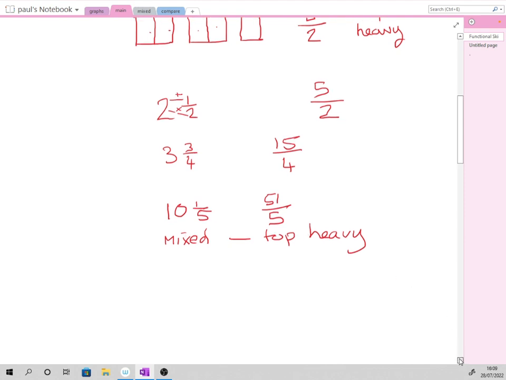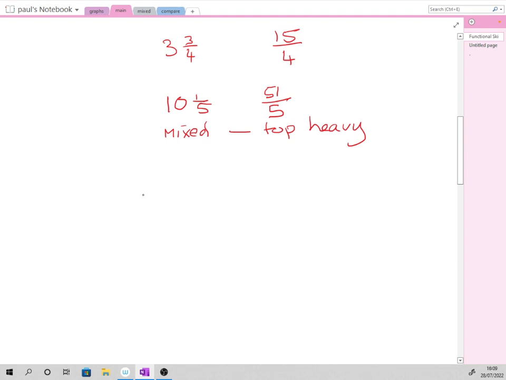So how do we go the other way around? Let's say this one, 12 over 4. This is a top heavy. We will need to go into the mixed. And remember that this line here just means divide. So it's 12 divided by 4 is the thing we've got in our head. 12 divided by 4 is 3. So this comes out to be 3.